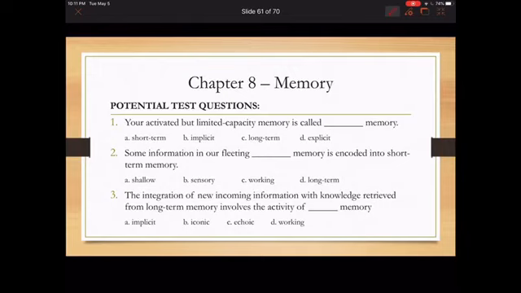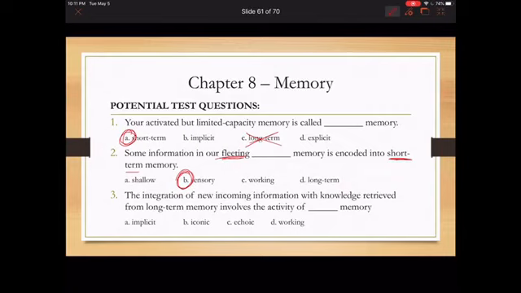Your activated but limited capacity memory is called short-term. Long-term is limitless. Some information in our fleeting blank memory is encoded into short-term memory. Well, that's got to be sensory memory. Fleeting meaning it only lasts for a few moments usually, but some of it is encoded into short-term memory. For a little while after petting my cat, I can remember exactly what it felt like to pet my cat, but not for very long, right?